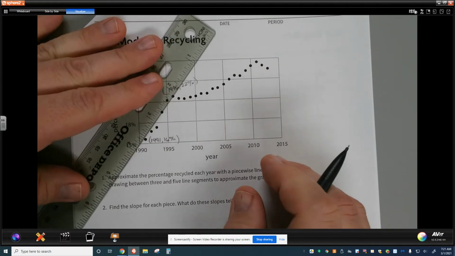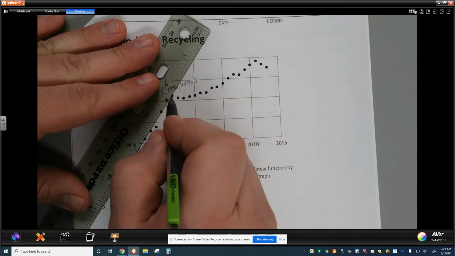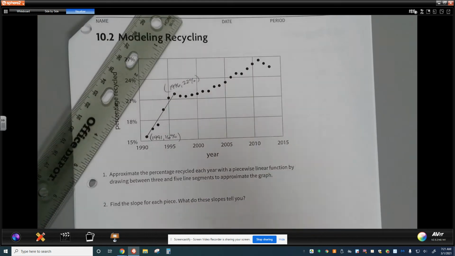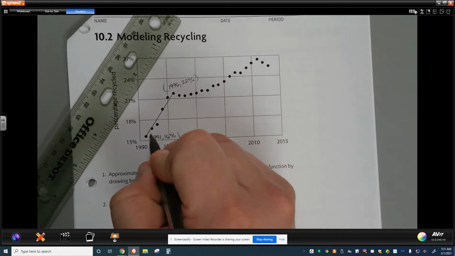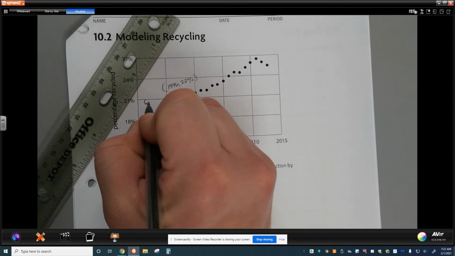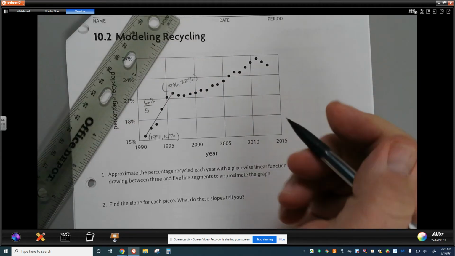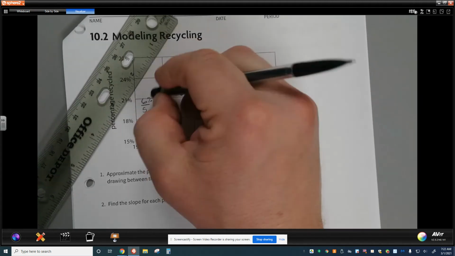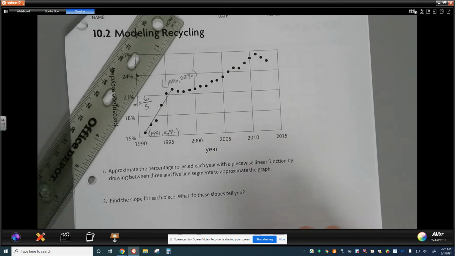And so what I could do is draw a little piece that's linear from these 2 points. And I see just a little linear function. And when I look at the graph between those two, I see that there's an increase of 6% over 5 years. And so what we would say with that is our slope for that piece would be a slope of 6/5.